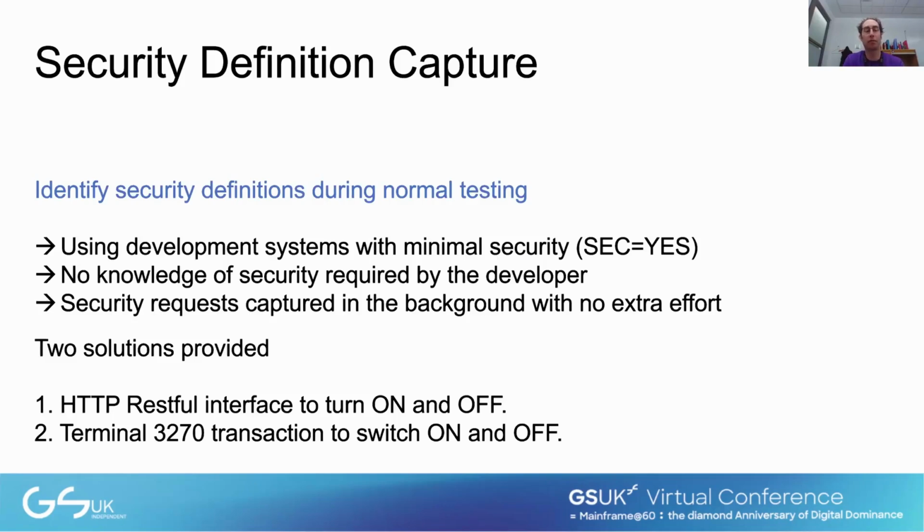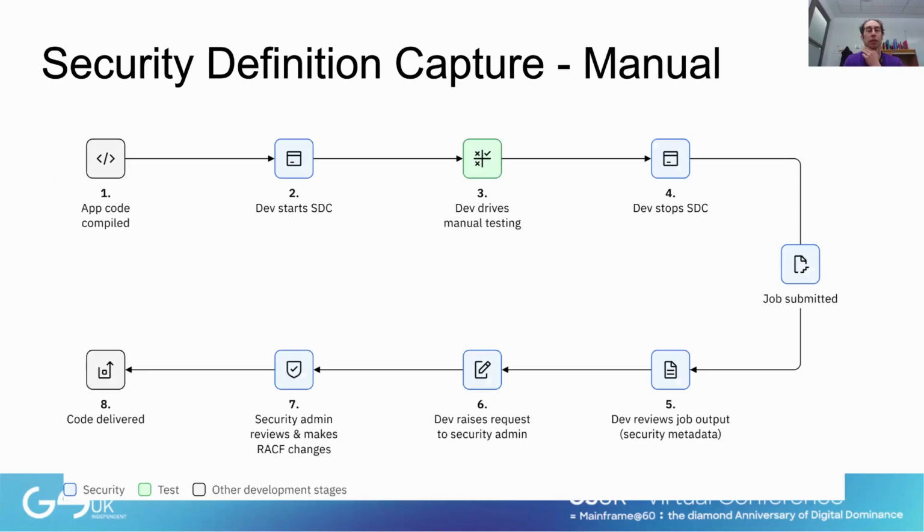You can either interact with that via the terminal. So you can log on to your terminal, activate security definition capture, run your tests, and then turn it off again. Or you can use an HTTP interface to do the request to turn it on and turn it off. The RESTful interface is primarily there to allow this to be put in as part of a development build pipeline, for example.